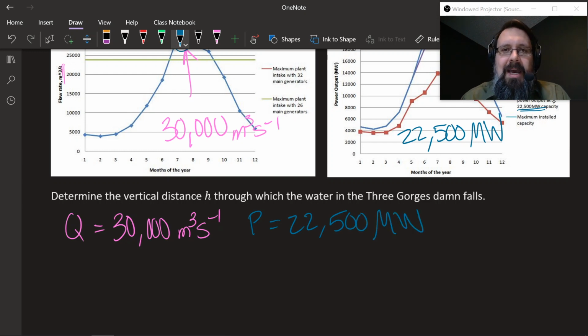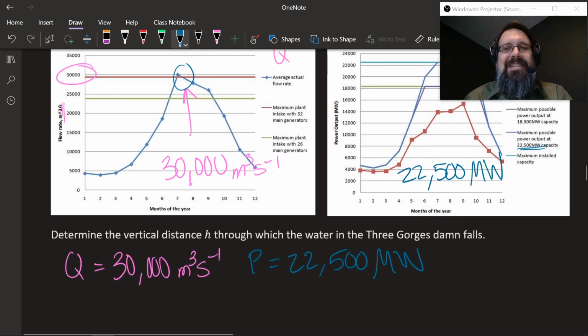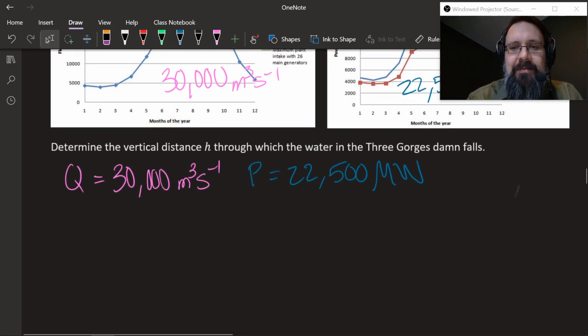So now you can see why they're talking about this being 15 nuclear reactors, because 22,500 megawatts is 22 and a half gigawatts of power. That's a ridiculous amount of energy coming out of this dam. But realize that that's under ideal conditions, when you have this maximum flow rate and all the generators are turned on and everything is perfect. So it's not going to be doing this 24 hours a day year round.